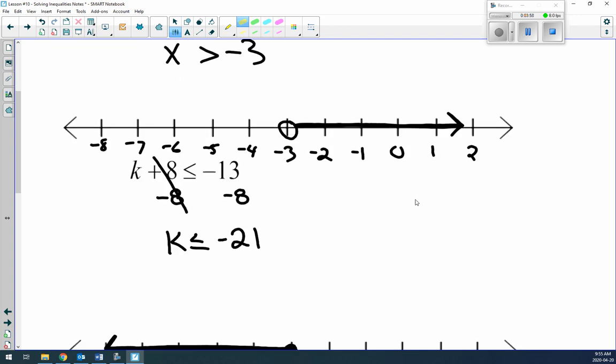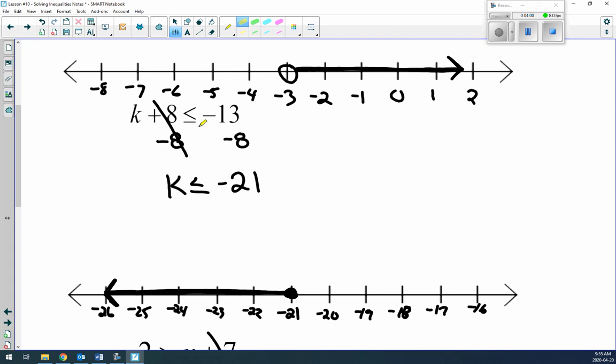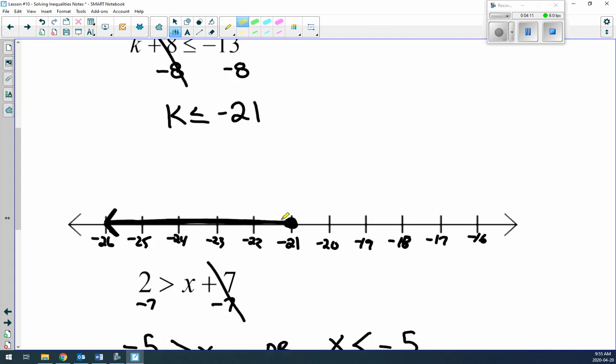Okay. k plus 8 is less than or equal to negative 13. We got to get k by itself, so we have positive 8 there, so we do the opposite. We subtract 8 from both sides, we end up with k is less than or equal to negative 21. Number line, solid circle because it includes that point, everything to the left of it.